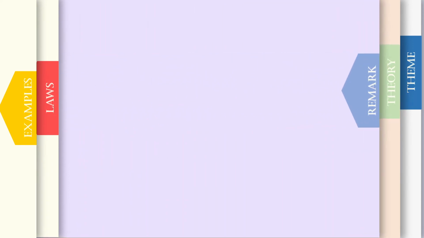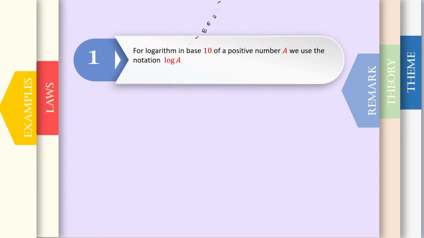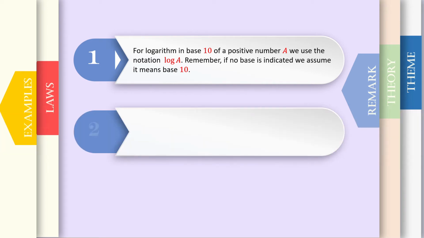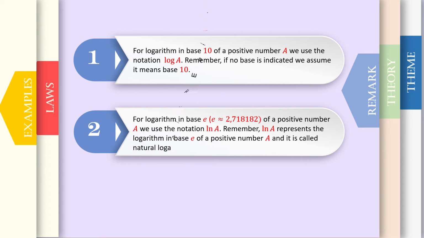In mathematics, there are some special notations for logarithms in different bases. For example, for logarithm in base 10 of a positive number a, we use the notation log a. Remember, if no base is indicated, we assume it means base 10. Second, for logarithm in base e, where e is approximately 2.71, of a positive number a, we use the notation ln a. Remember, ln a represents the logarithm in base e of a positive number a, and it is called the natural logarithm.